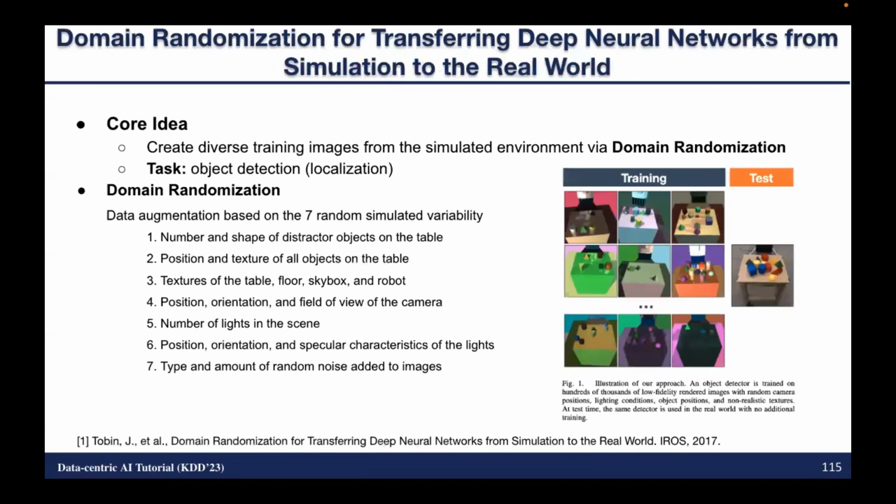For the data augmentation method, we will introduce a work called domain randomization for transferring deep neural networks from simulation to the real world. The core idea of this paper is to create diverse training images from the simulated environment via domain randomization. The task here is object detection. In this paper, the authors propose seven kinds of domain randomization methods to transfer the style of these images.